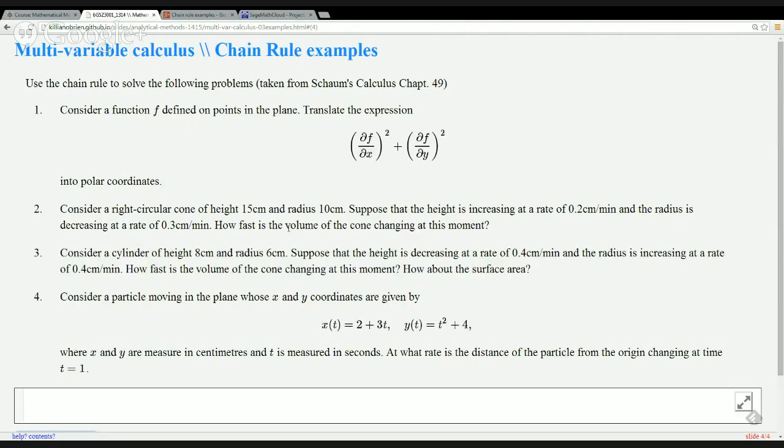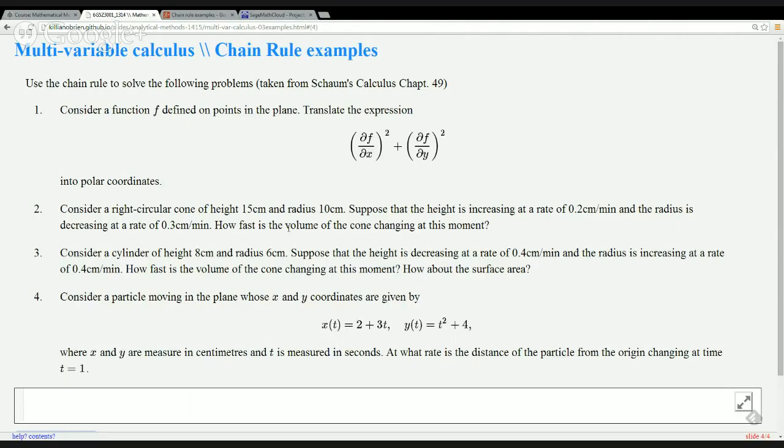And we want to know what's happening to the volume at time 0, at this moment. Is the volume increasing or decreasing? It's not obvious. It doesn't leap off the page at you, because the radius is decreasing, so that will decrease the volume, but at the same time it's getting taller, so that will want to increase the volume. So what's the combined effect? We need the equation for volume.